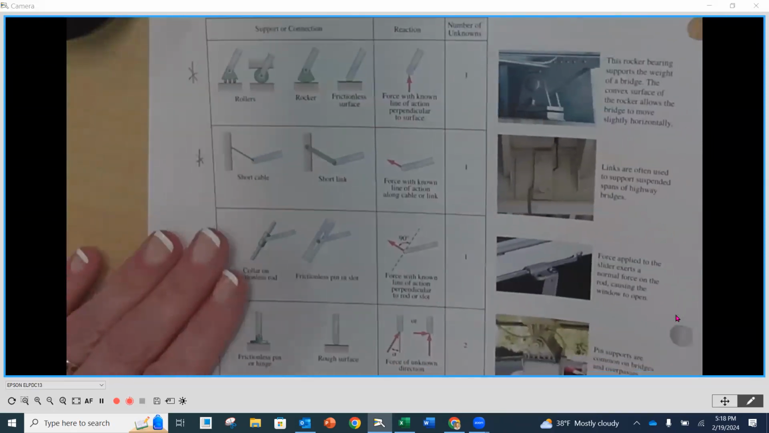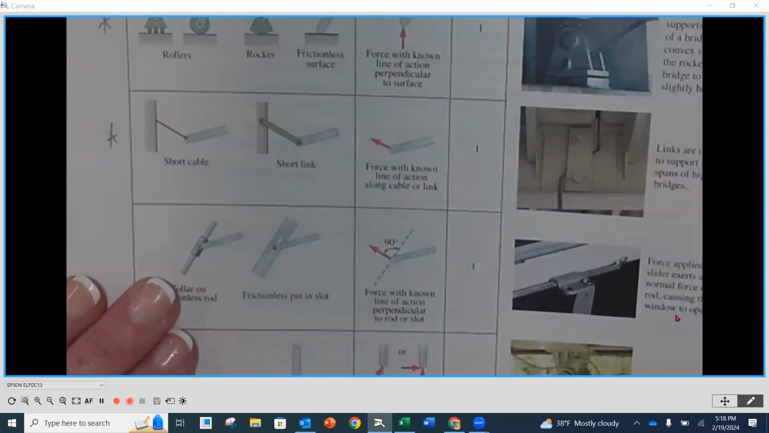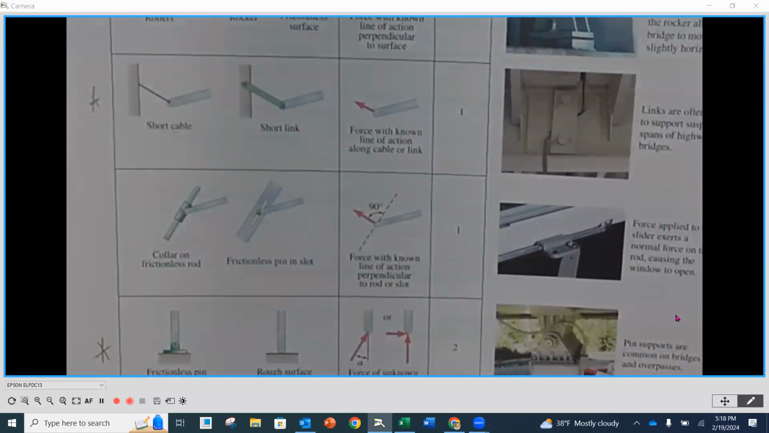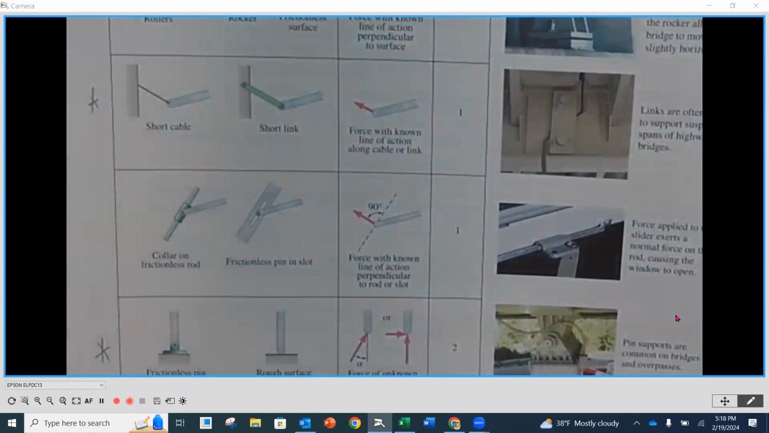Now, as we go back to page 160, the next ones in the next row below here, you're going to notice that they have a cable and they have a link. Okay. Now the cable is kind of like a rope or a cable. When it's supporting properly, it's in tension, meaning that it's going to pull away from the body. Okay. Because if it's not in tension, if it's collapsing, it's not supporting, right? Because it's just the nature of a rope or a cable.